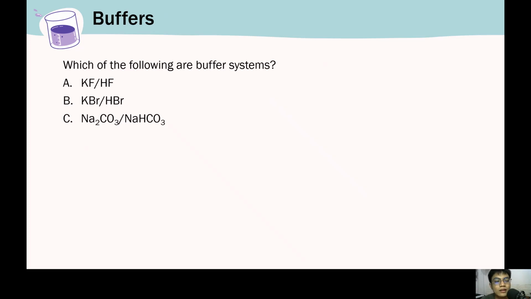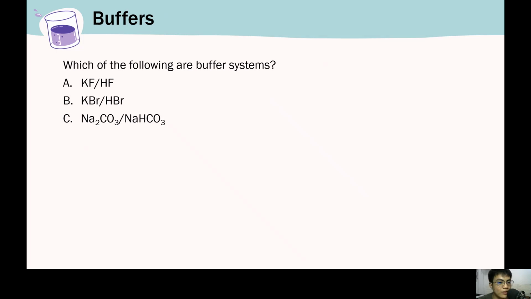So now, let's take a look at this problem. Which of the following are buffer systems? When you have a buffer system, make sure that they are conjugate acid-base pairs. Meaning, the difference is only one hydrogen atom. If one has an extra hydrogen and the other has none, then probably that's a buffer system. So let's take a look.